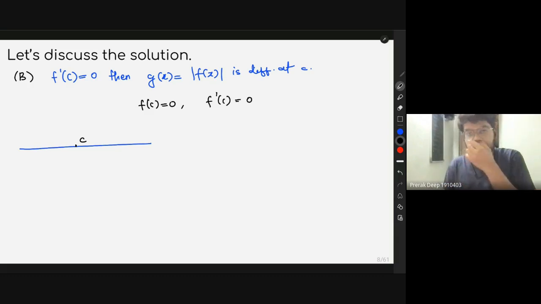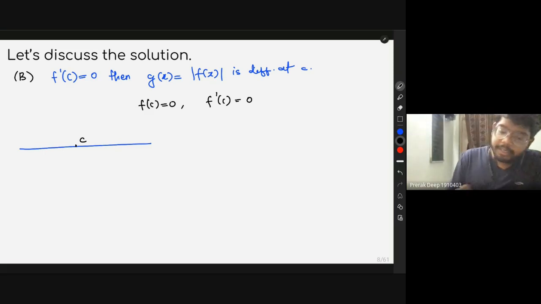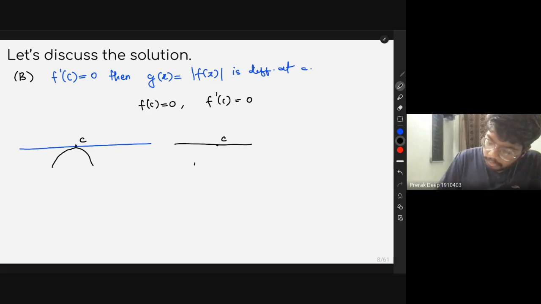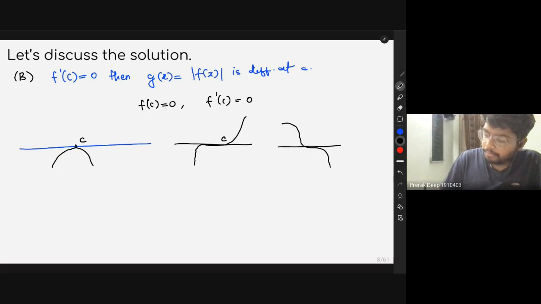So when does f prime equal 0? F is a differentiable function. So there are only three cases when this happens: it goes like this and comes back like this, or in the reverse way. So these are the three possibilities.